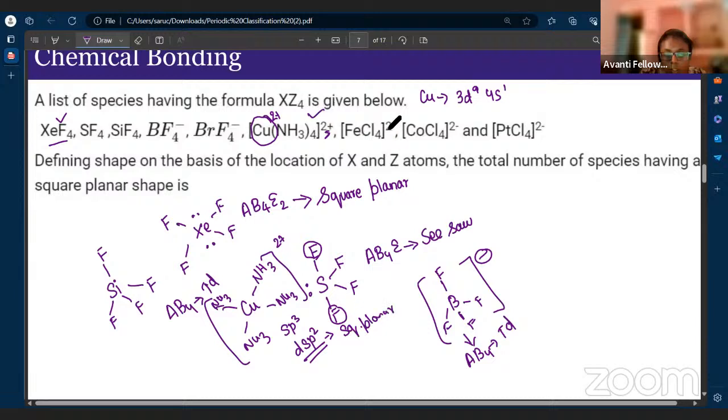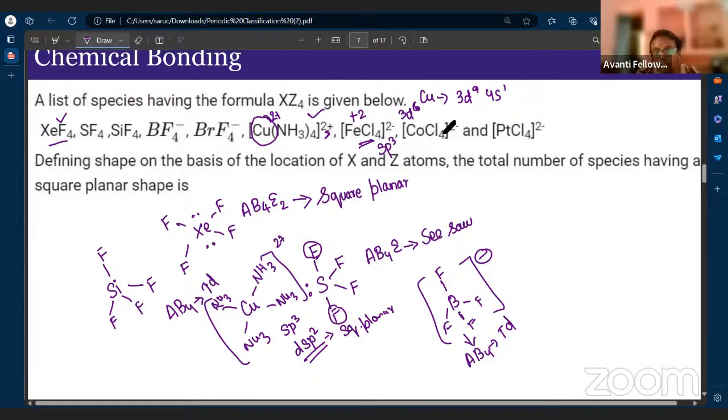Okay. Now FeCl4 2 minus. What is the hybridization of FeCl4 2 minus? Whether it is sp3 or dsp2. The oxidation state is +2, so you'll be having 3d6, and we know that it is a weak field ligand. So therefore, what will be the hybridization? It is going to be sp3.